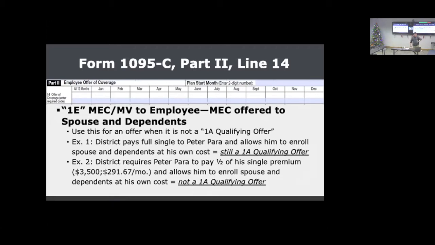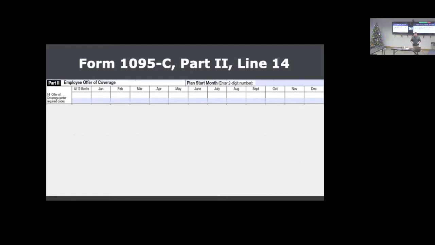1A and 1E are going to be the ones you're using most of the time. Again, if you've offered insurance to that person. We'll talk when we get into the later codes about when we didn't offer insurance because they didn't work here then. If we've offered somebody insurance and you're using something different than 1A or 1E, take a step back and think through it again, because there may be something off. 1F is something we don't have to worry about because we have EHA.